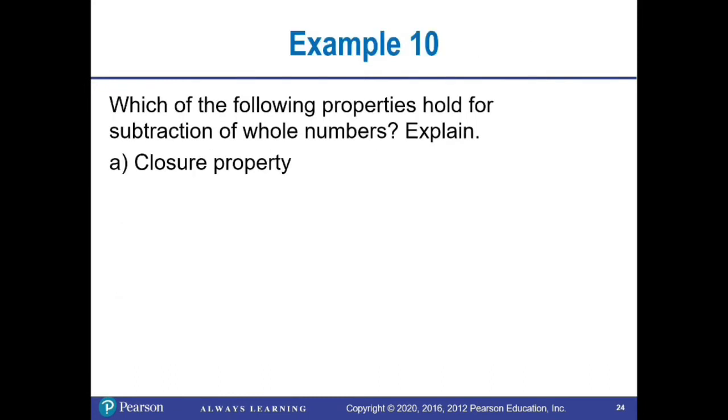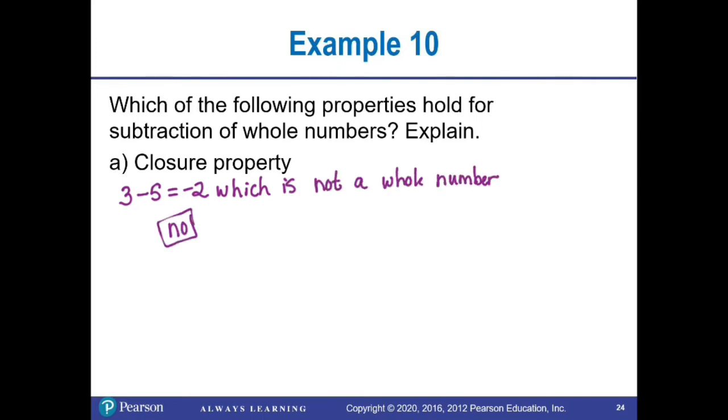Let's talk about some properties and whether or not they hold for our whole numbers. And again, we're thinking about the operation of subtraction. Now, we just talked about the closure property. 3 minus 5 is negative 2. This is not a whole number. And so that tells me that the closure property does not hold for subtraction.